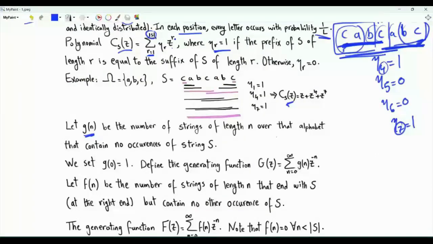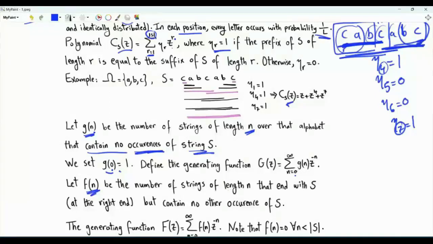Define G of n to be the number of strings of length n that contain no occurrences of string S. n is a non-negative integer. If n is equal to 0, we set G of 0 equal to 1. We define the generating function big G of Z as the summation, small n from 0 to infinity, of G of n Z to the minus n.